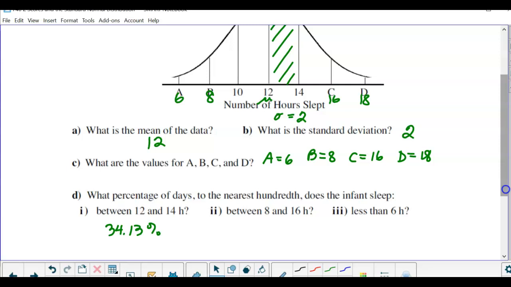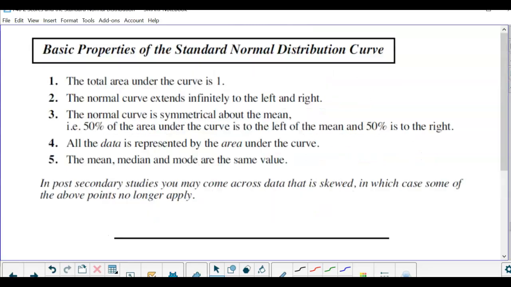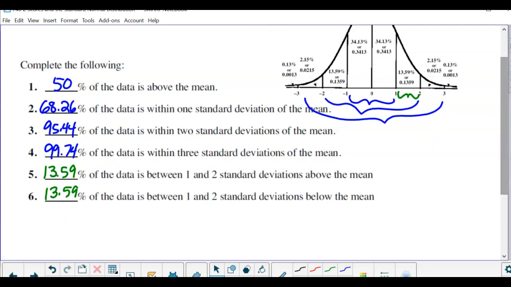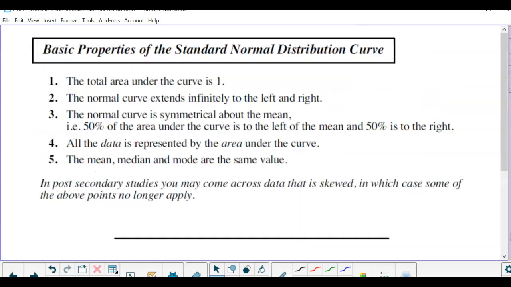So for right now, we're just using that normal distribution curve. It's given to you. Between 8 and 16, well, that's 2 standard deviations below to 2 above. We actually already summarized 2 below to 2 above, within 2 standard deviations of the mean. So it is here, 95.44.